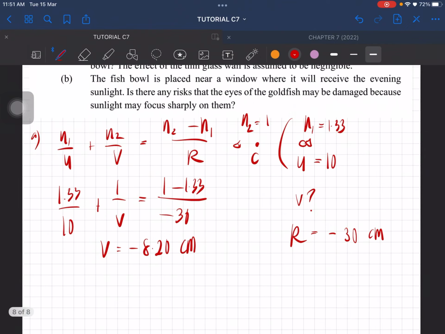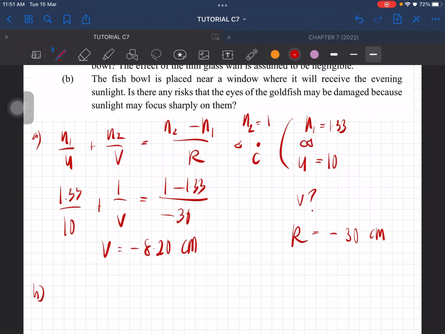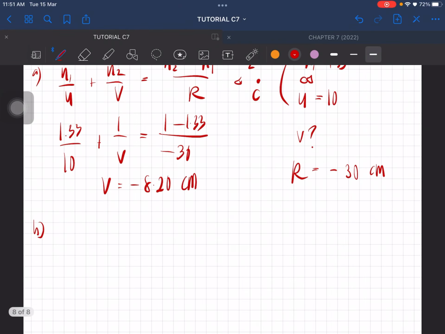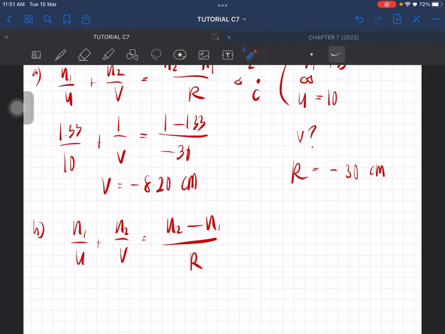Okay, now question B. If the fish bowl is placed near a window where it will receive evening light, is there any risk that the eyes of the goldfish may be damaged? So the sunlight's distance is at infinity, right? So n1 over u plus n2 over v equals n2 minus n1 over r. At this point, the object is the sun.